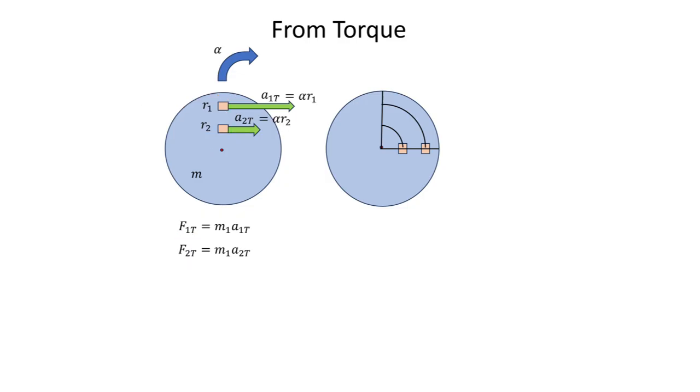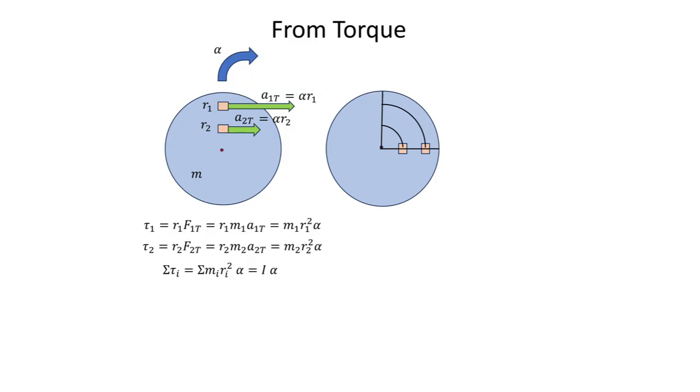For algebra, though, all we really need to consider is, just like we replaced V with omega R, now I'm just going to replace A with alpha R. And so if I make that substitution, now I have the torques. I have R1 F1. This becomes R1 M1 times A1T. And if I make this substitution, here's this term again. Each one of my pieces has some torque exerted on it, and I can write that in terms of alpha, which is the same for all of them. And so, of course, if I add up all the torques on all the pieces of my object, I'm going to end up with this same sum again, which of course I call I.